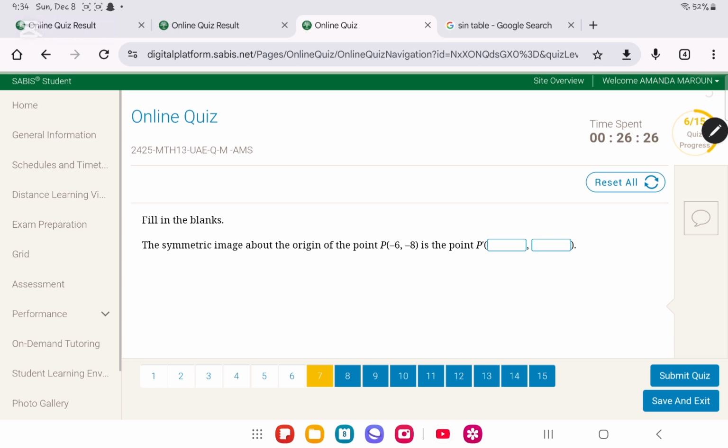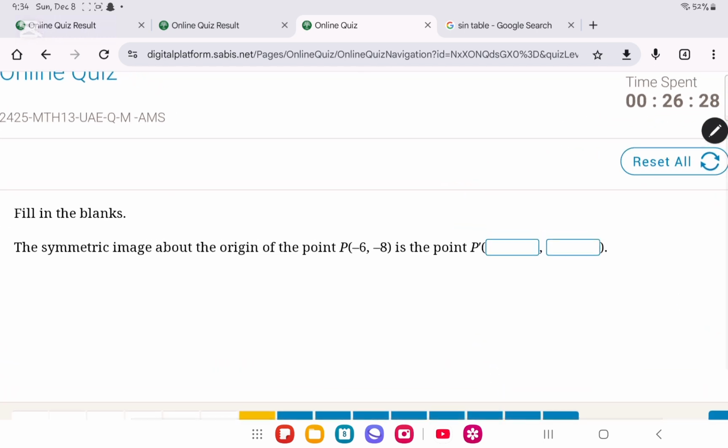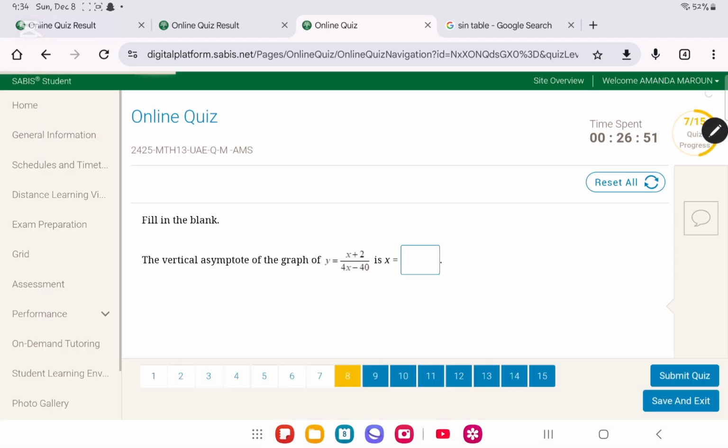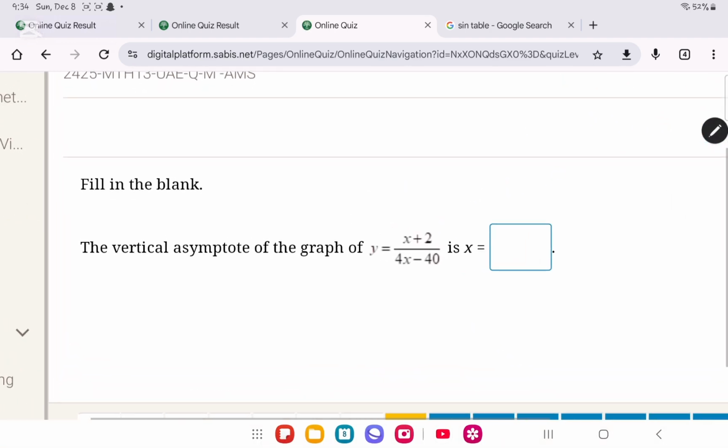If we move on to question number 7, here the symmetric image about the origin of the point. The origin, symmetric, means it is odd. And whenever we are discussing odd, both the x and y are going to change. So their signs are going to change. So if it's minus 6, it becomes 6. Minus 8 becomes 8.